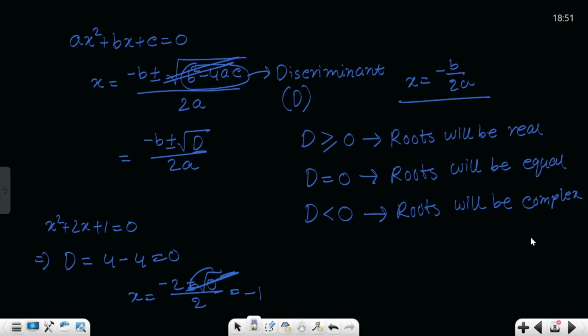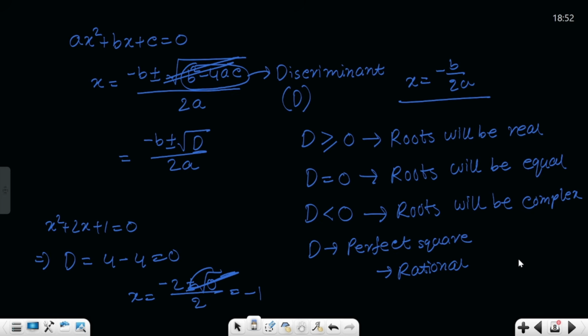Now, if d is a perfect square, then the roots will be what? The roots will be rational numbers. Why?